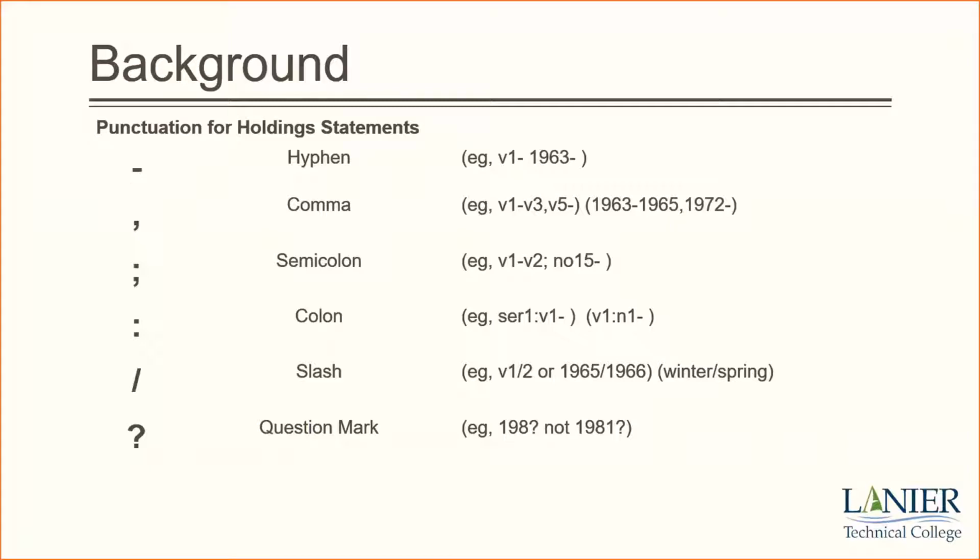And then the last punctuation that you'll be using is a question mark, and that shows an unknown quantity in a date. You use a question mark only as a last digit, and you don't add it to qualify the date. So if you're not sure if it's 1981, you don't put 1981 with a question mark. It would be 198 with a question mark. So that's how you would use these punctuation marks in the correct way.